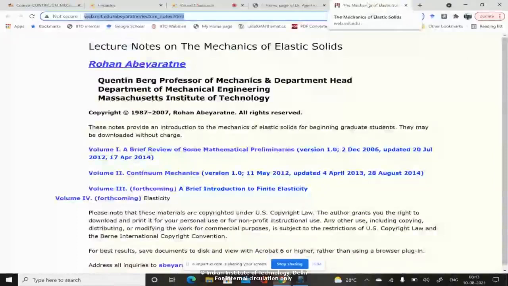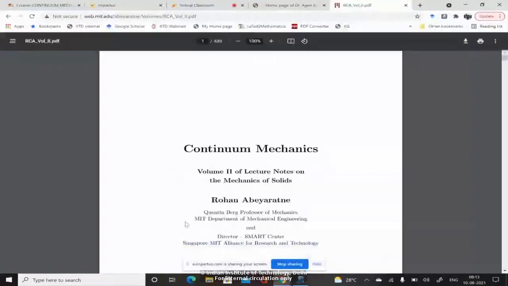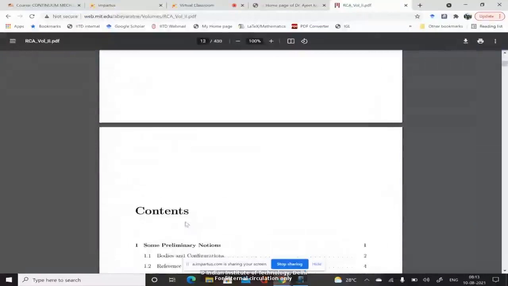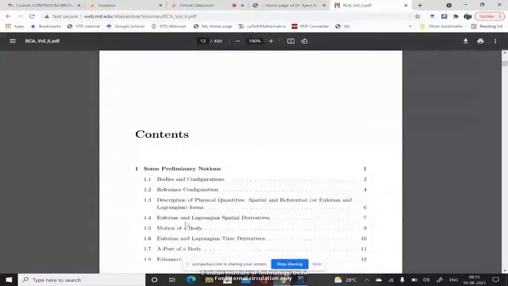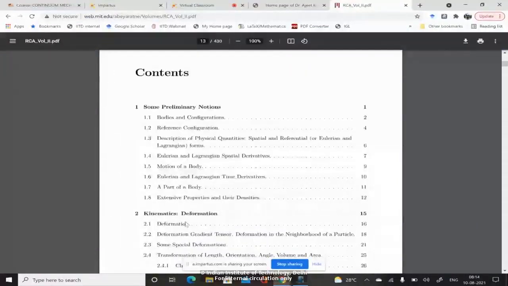Okay, so as I told you, volume 2, you see here, that's the continuum mechanics. And we will try to cover as much as possible from this book. Yeah, so this is the contents page. So chapter 1, see, he will also be having different notation, and the notation that I will be using will be slightly different. I mean, it will be quite different. So, but the concepts are all from this book.